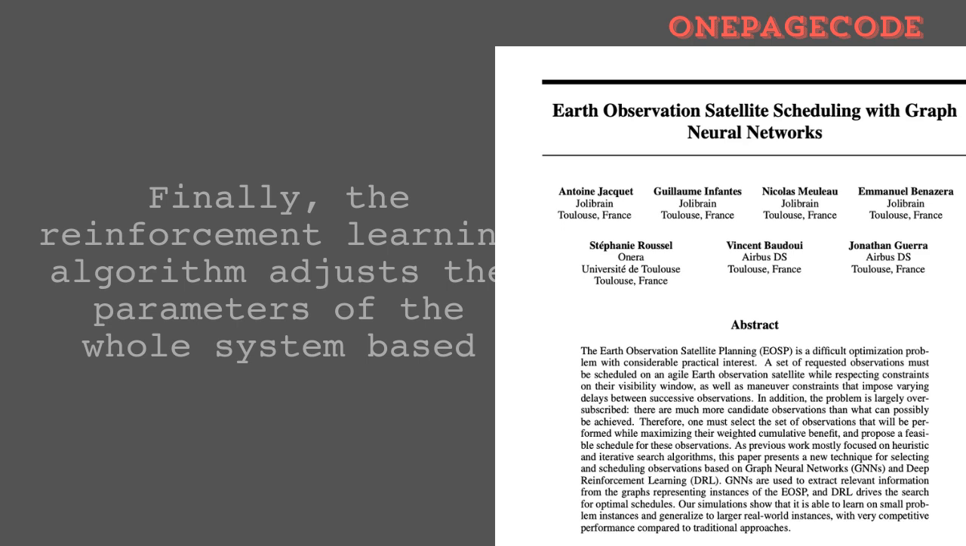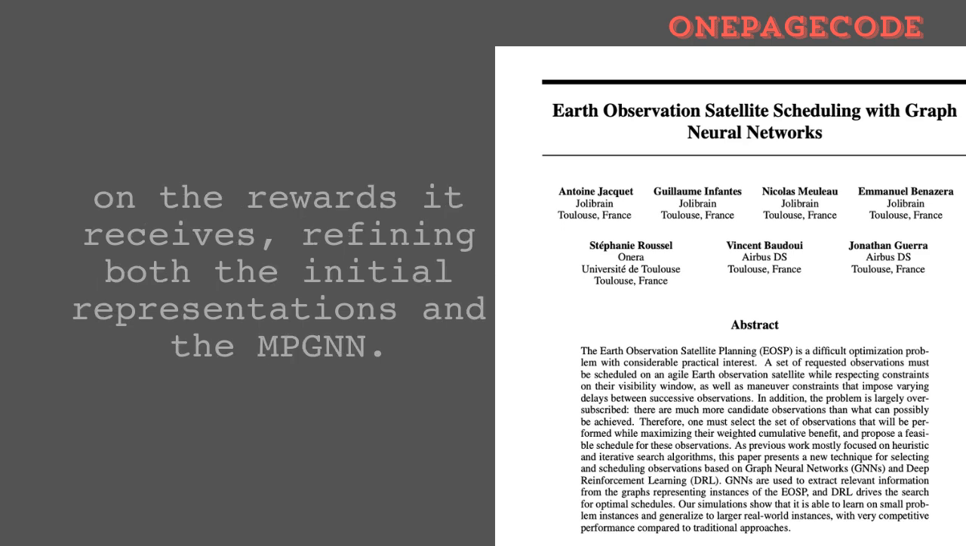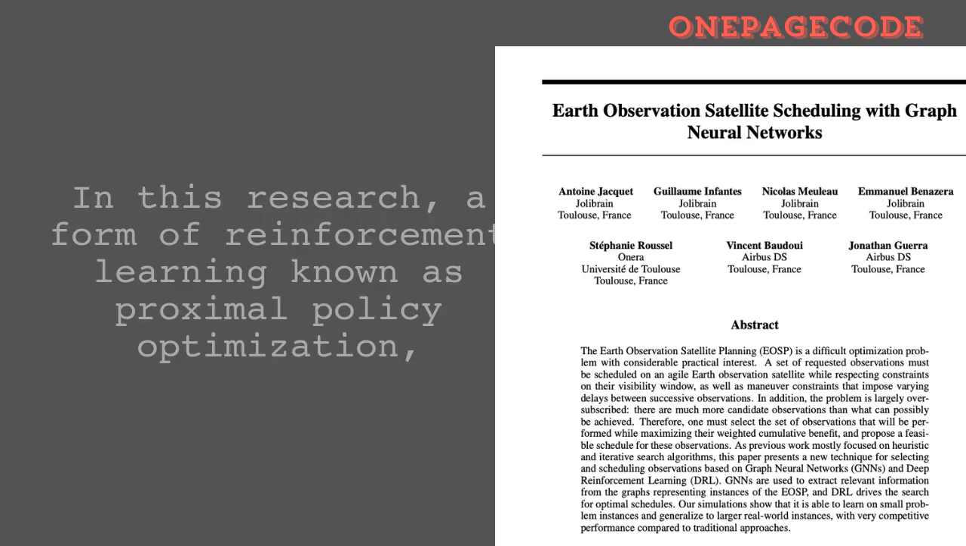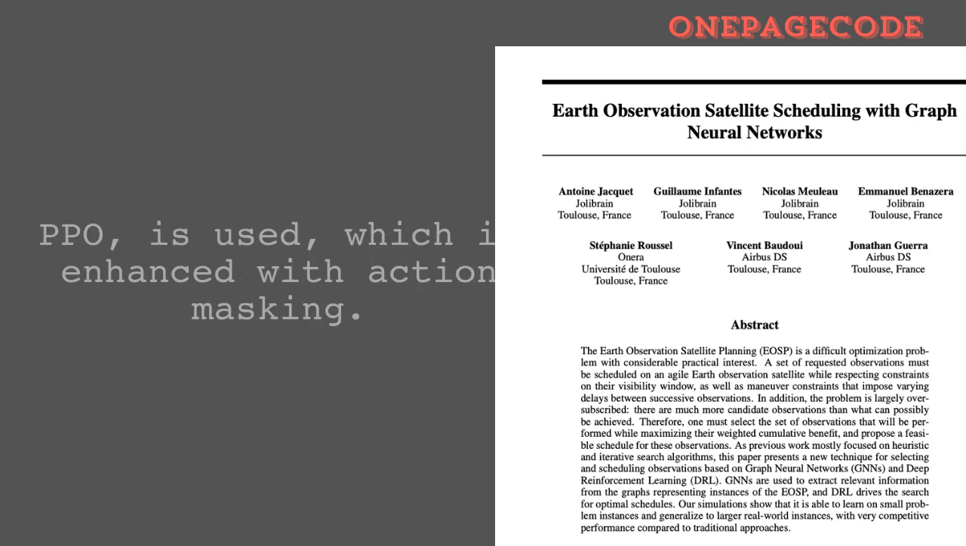Finally, the reinforcement learning algorithm adjusts the parameters of the whole system based on the rewards it receives, refining both the initial representations and the MPGNN. Implementation and evaluation. In this research, a form of reinforcement learning known as proximal policy optimization, PPO, is used, which is enhanced with action masking.